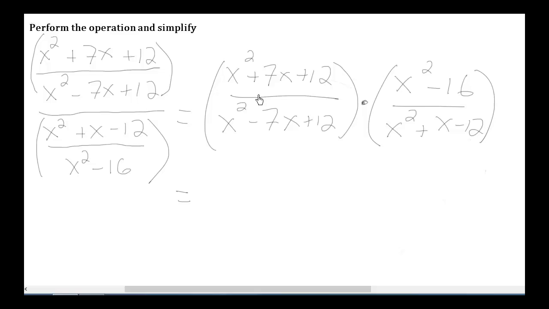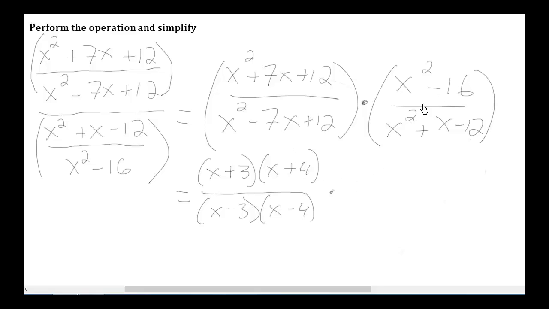So top left fraction. I got a trinomial, leading coefficient of 1. Looking for two numbers to multiply to 12 and add to positive 7. That's going to give me x plus 3 and x plus 4. Bottom left fraction, same deal. Two numbers multiply to 12, add to minus 7. It's going to be x minus 3 and x minus 4. I think that'll work. Minus 3 times minus 4 is the positive 12. And minus 3 plus minus 4 is going to be minus 7.